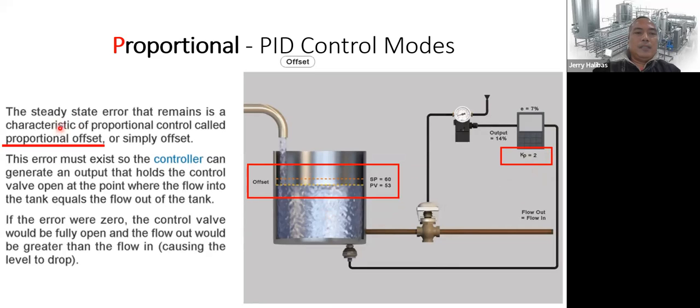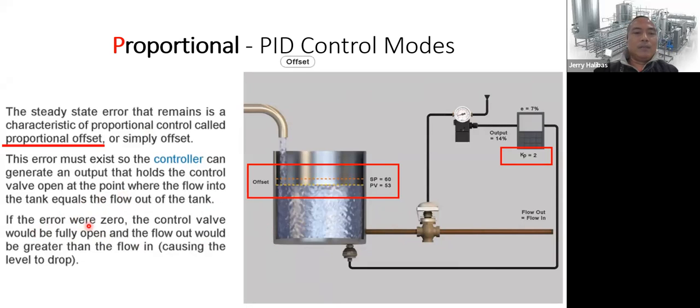So, the steady state error that remains is a characteristic of proportional control called proportional offset, or simply offset. That is the difference between the set point and the process variable output. These errors must exist so that the controller can generate an output that holds the control valve open, at the point where the flow into the tank equals the flow out of the tank.